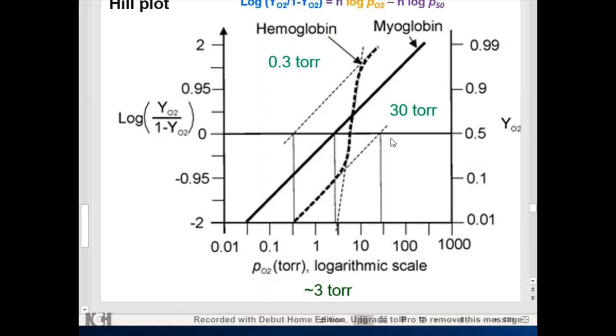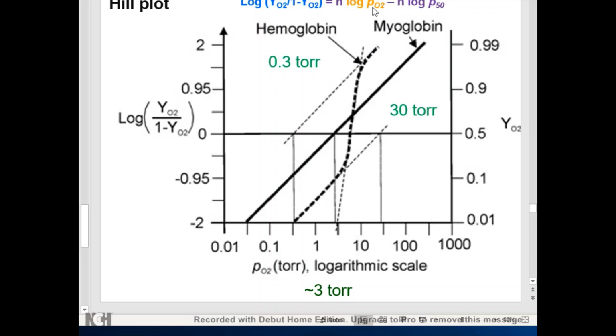The intercept point on this graph with the x-axis will correspond, obviously, to y equals 0. So your logarithm of yO2 divided by 1 minus yO2, this value is 0. So this turns into 0. And once it turns into 0, you get n cancelled, and you transfer P50 to the other side of the equation.